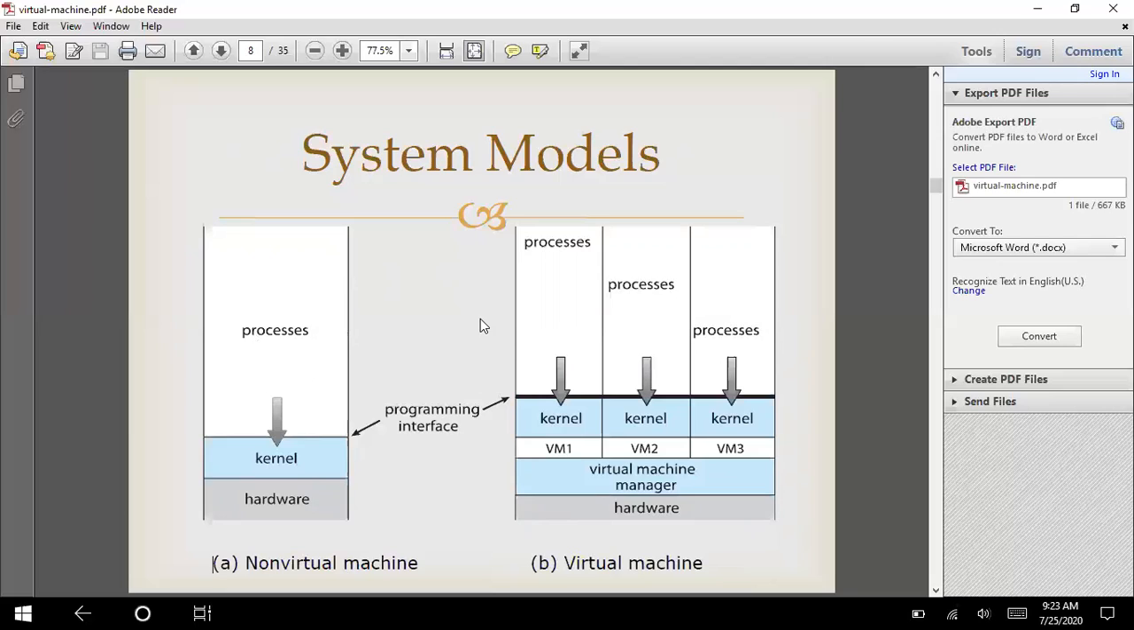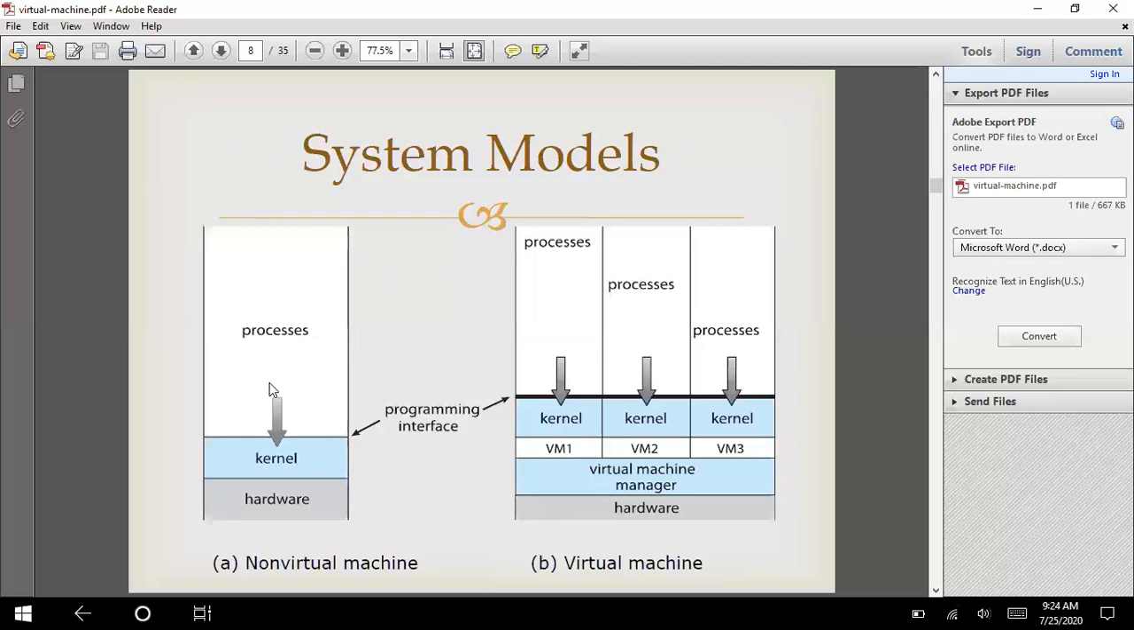See, these are the system models. This is your non-virtual machine, I mean, one computer and one user. This is the hardware of your computer, this is the kernel, and these are the processes. But if you are using virtual machines, then the same hardware is used for different virtual machines. Here is your virtual machine manager. This will manage all the resources and all the virtual machines. So VMware, virtual machine first, virtual machine second, virtual machine third. Their kernels are different and their processes are again different.